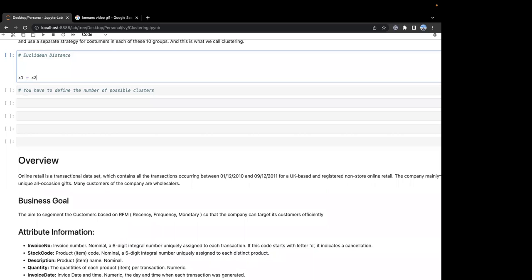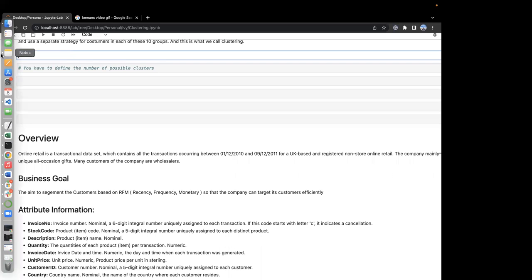Simple: x1 minus x2 whole square plus y1 minus y2 whole square, right? And that will be under a square root. So the distance between any 2 points is the Euclidean distance between them. Then I can sort the distances and I can find out the closest point. Is it clear? Any questions?